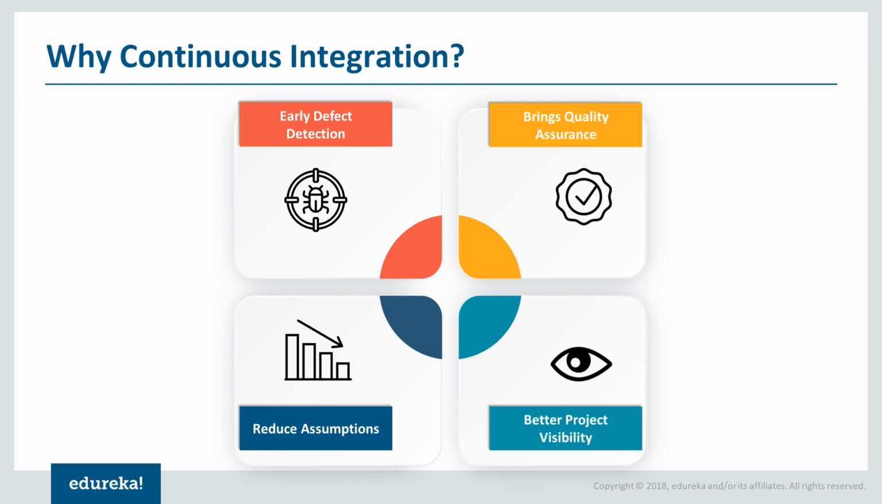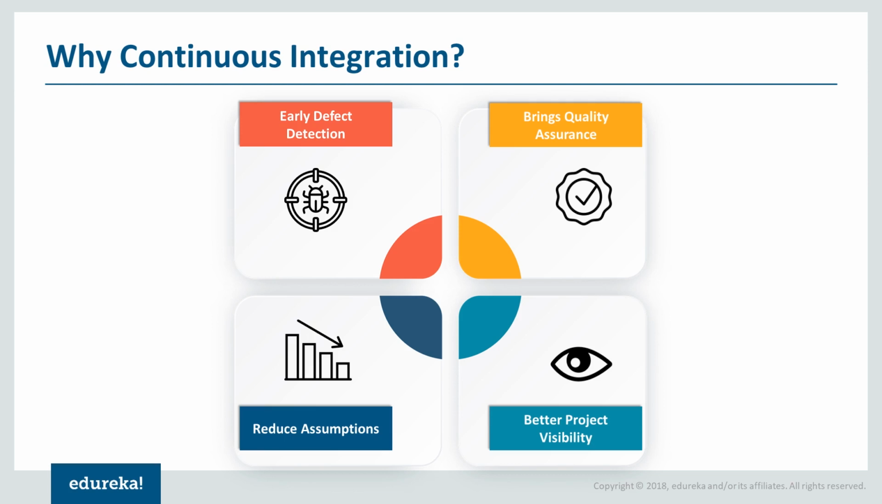It removes all the overhead of finding and removing a defect from your code. It brings quality assurance because less human intervention would mean fewer errors, and it would mean more successful completions of your project builds. Since you have things automated and you have a lot of ways to notify different stakeholders depending on different scenarios, you have very good visibility into your projects at multiple stages of your builds. And of course, you have reduced assumptions.